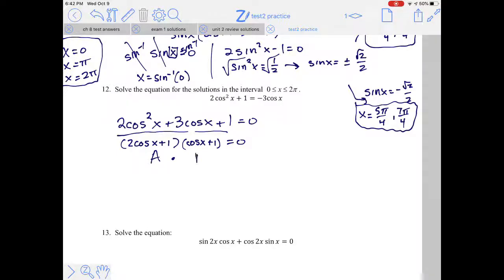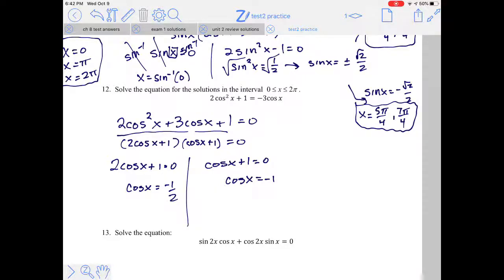But since we're here now, we have the same situation. I have something times something that equals 0. So what does that mean about each of those two things? Set them both equal to 0, just like the last problem. So I've got to solve 2 cosine x plus 1 equals 0 and cosine x plus 1 equals 0. Cosine x equals -1/2 on that one. And over here, cosine x equals -1.